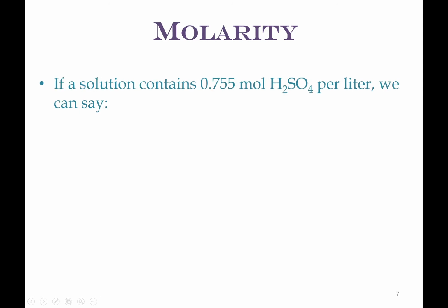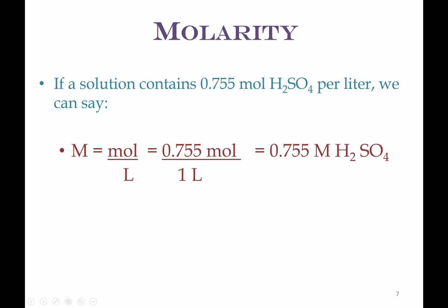If a solution contains 0.755 moles of sulfuric acid per liter, we can say that the molarity is 0.755 moles per liter. So we would say 0.755 molar sulfuric acid. So this would be read as molar. Yeah, just like your tooth. So a 0.755 molar sulfuric acid solution is how you would read that sentence.